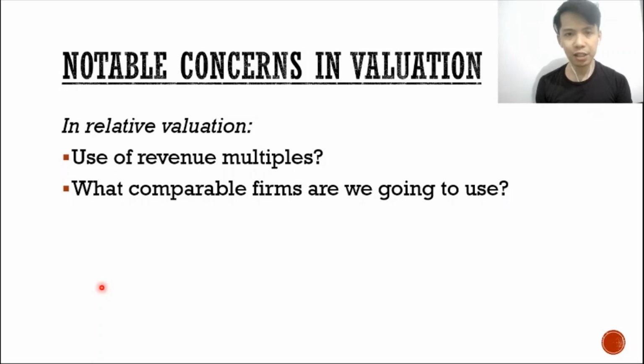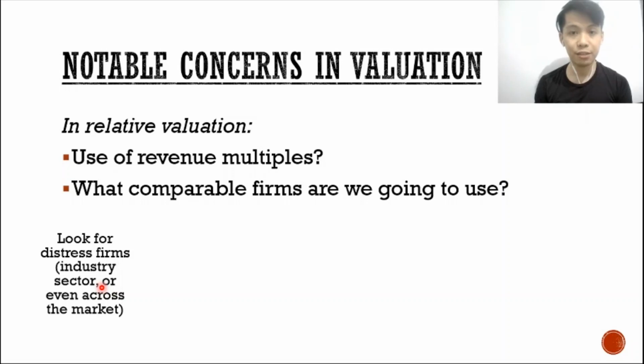Now, in answering this question, there are two possible things to do. Number one, we're going to look for distressed firms, maybe in the same industry. So if we are operating a grocery, we should look for a group of distressed groceries in the market and look for what their price is trading relative to a variable. If the industry sector has none, maybe we can expand our search to other industries in the market, but we should do this with caution because those firms are no longer similar to the ones that we are valuing.